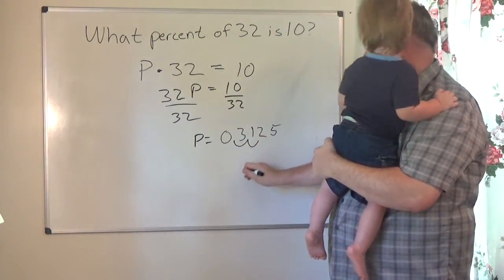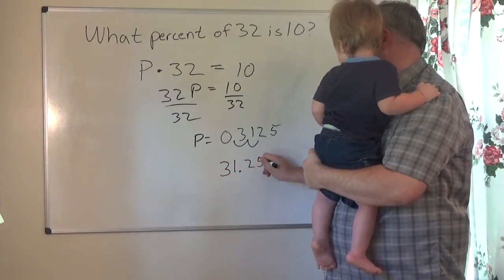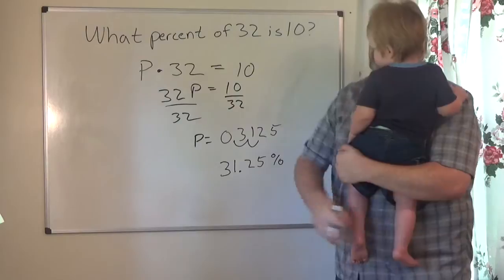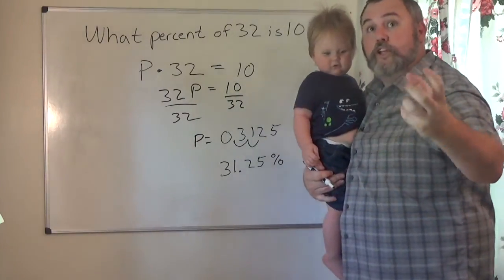1, 2. The final answer is 31.25%. So remember, move your butt.